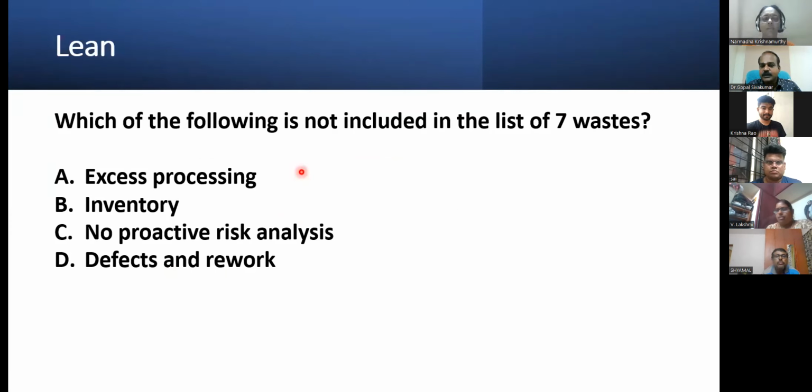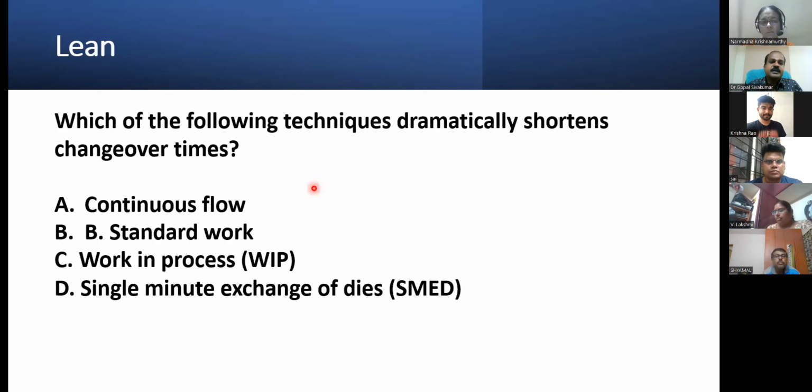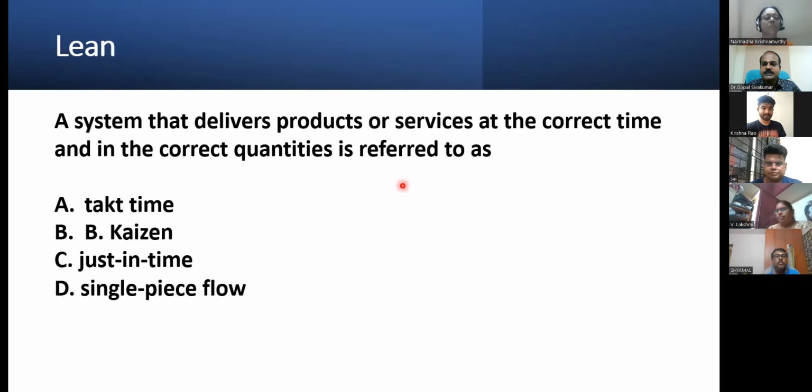Which of the following is not included in the list of 7 wastes according to Lean? C, no proactive risk analysis. Very good. Which of the following techniques dramatically reduces changeover time? SMED, sir. Single minute exchange of dice. That is the correct answer. A system that delivers products or services at the correct time and in the correct quantity is referred to as just in time. Like how all of us are discussing right now. You have the exam day after tomorrow and we are talking about it at the right time. So just in time, the same thing is required.